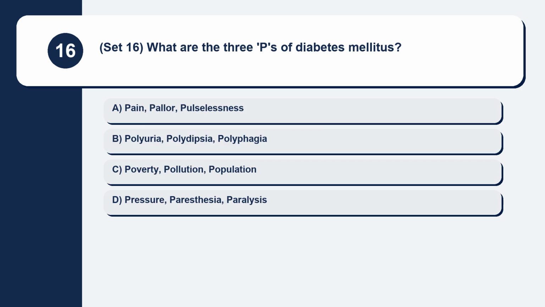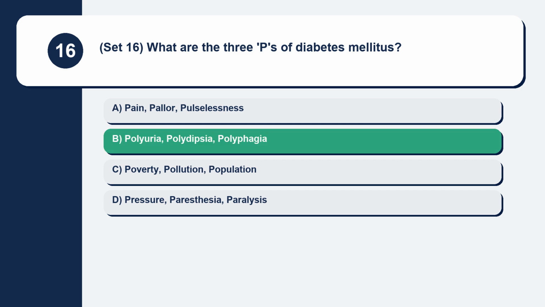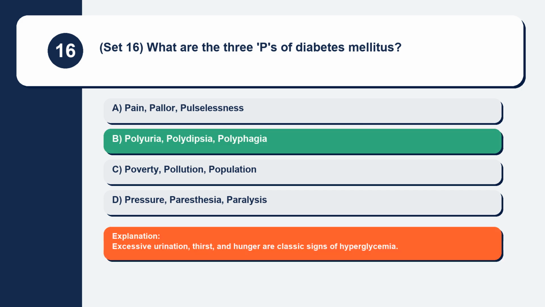Question 16. Set 16. What are the 3 P's of diabetes mellitus? Pain, pallor, pulselessness, polyuria, polydipsia, polyphagia, poverty, pollution, population, pressure, paresthesia, paralysis. Excessive urination, thirst, and hunger are classic signs of hyperglycemia.